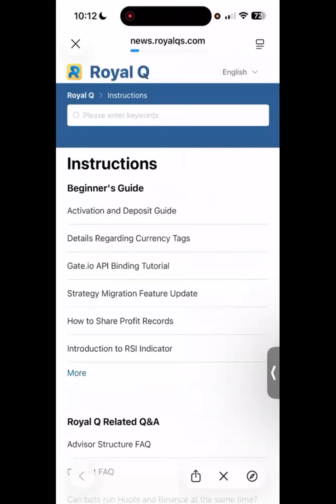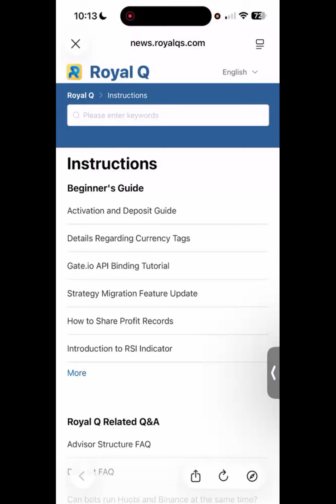Now, let us go to the user guide. A lot of people do not pay attention to this aspect. I can bet you 90% of RoyalQ users have never tapped on the user guide before. They don't need that part. They're like, I'm here to make money, I don't need this user guide. But no, you are wrong. We all need it. You need it. I need it. Everybody needs it.